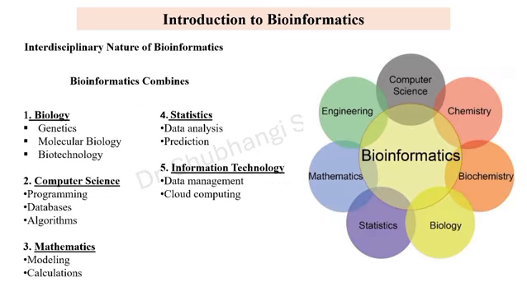Bioinformatics is an interdisciplinary field because it combines knowledge from multiple disciplines. First is biology, which provides knowledge about genes, proteins, and living systems. Second is computer science, which contributes programming, databases, and algorithms. Third is mathematics, used for modeling biological processes. Fourth is statistics, which helps analyze and interpret biological data. Finally, information technology supports data management and cloud computing. So all together, these disciplines make bioinformatics possible.